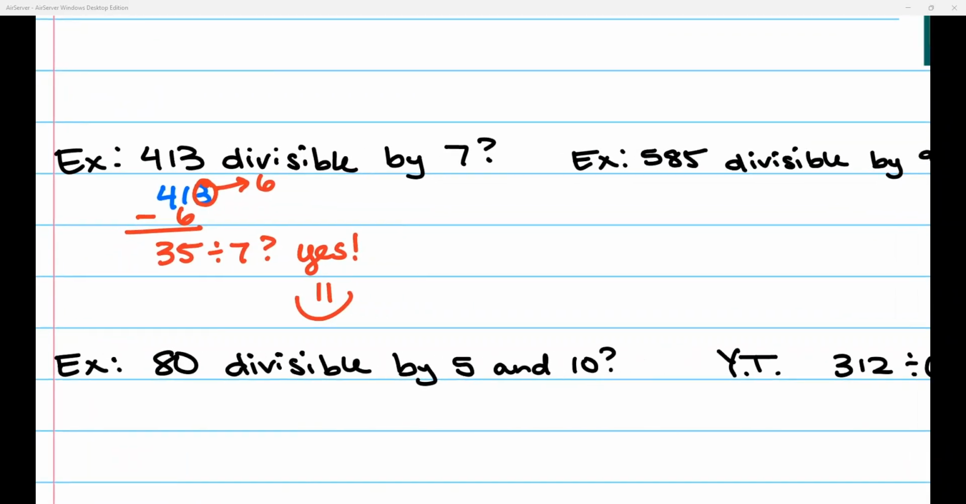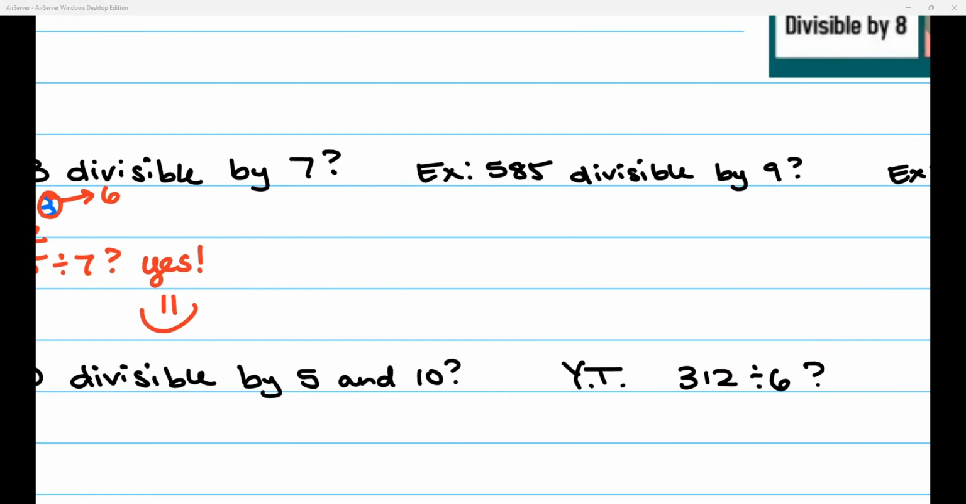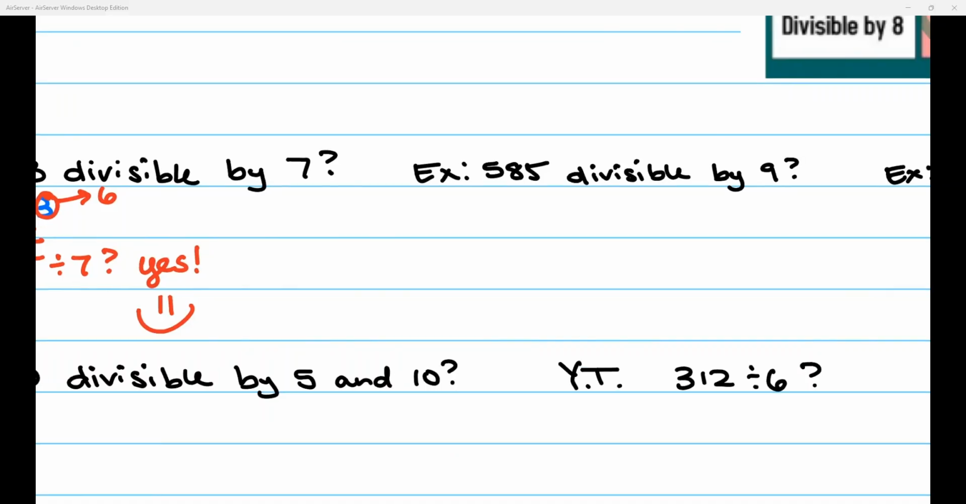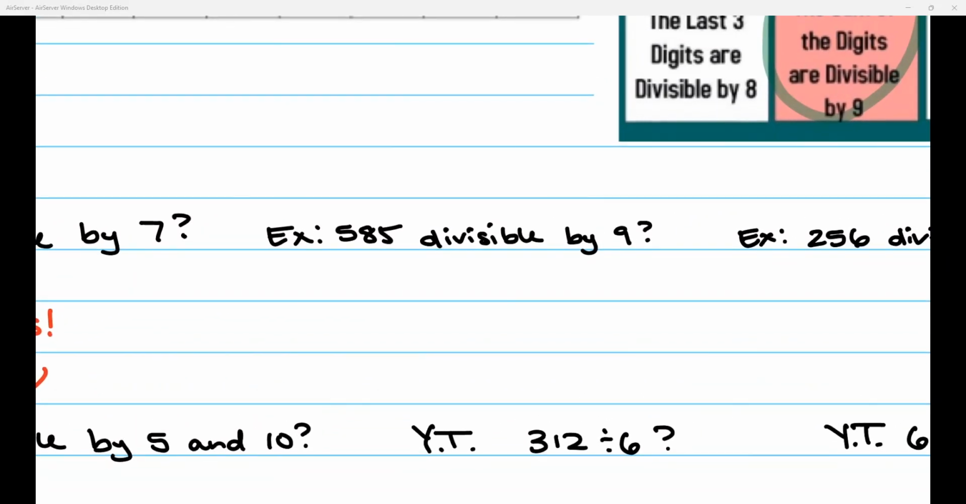Okay? Let's take a look at the next one. 585, is that divisible by 9? Well, remember the divide by 9 rule is like the divide by 3 rule. You add up the digits. So I'm going to add 5 plus 8 plus 5. That gives me 18. Is 18 divisible by 9? The answer is yes. So this is divisible by 9.